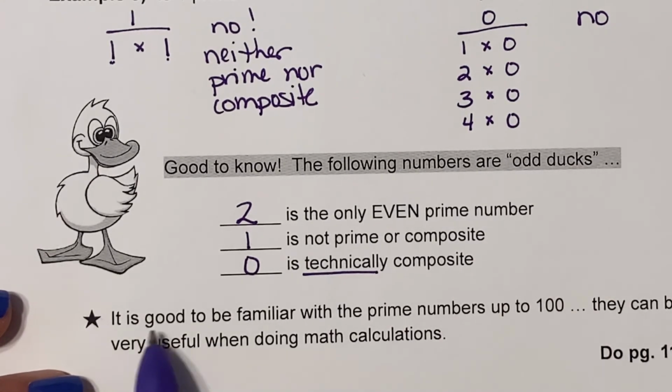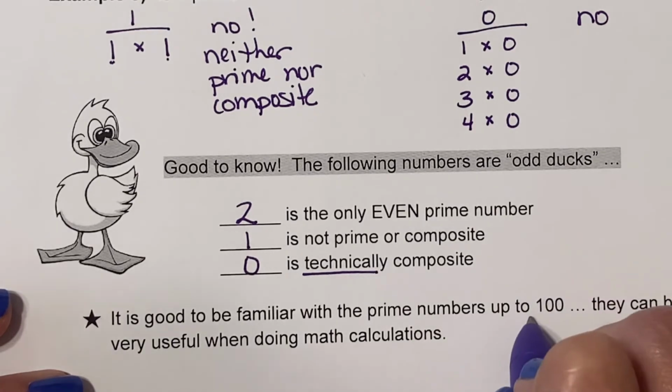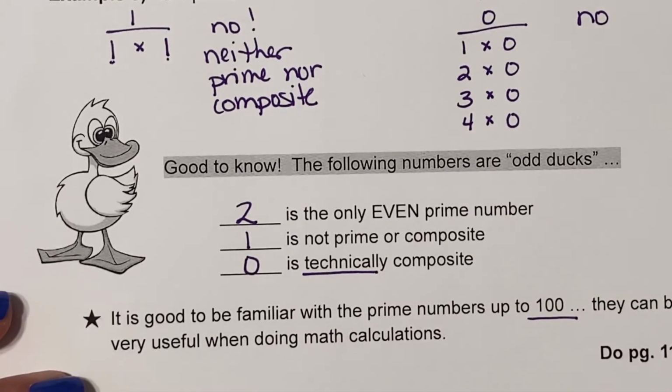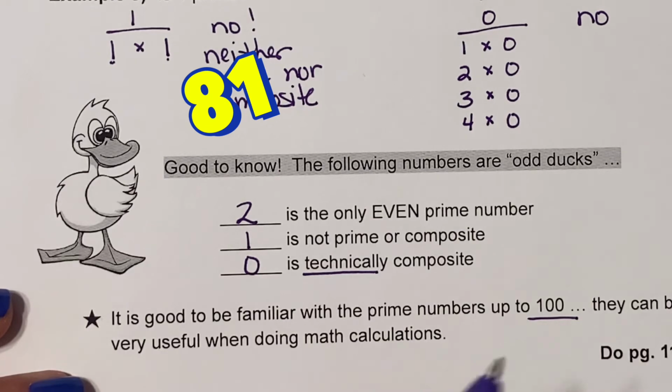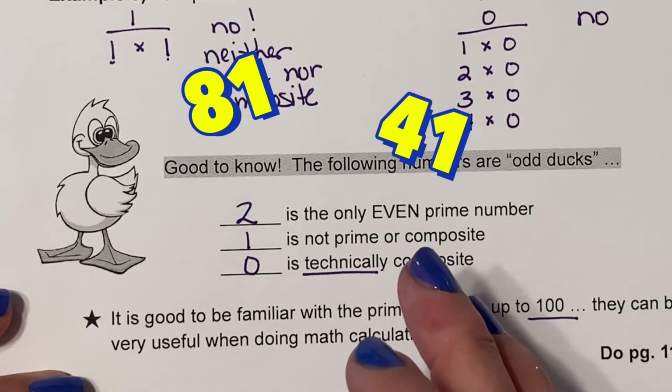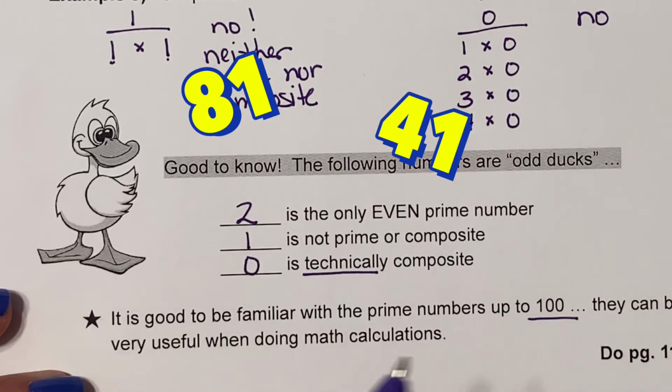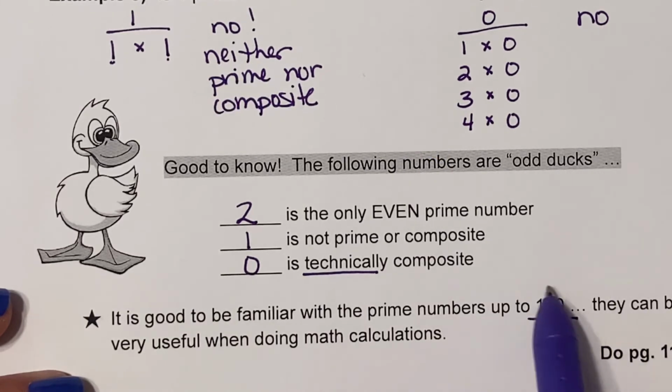Now, it is very good to be familiar with the prime numbers up to 100. They're very useful when doing math calculations. When I'm looking for factors and I come across, like, oh man, 81, I can go, oh, I know 81 isn't prime. I know that 9 goes into it. Or 41. Oh, I know that 41 is prime. So there are no factors that are going to go into 41. It's just useful to be familiar with them, and the more work you do with them, the easier it becomes. So it's good to be familiar with the prime numbers up to 100 because they make your math calculations easier.